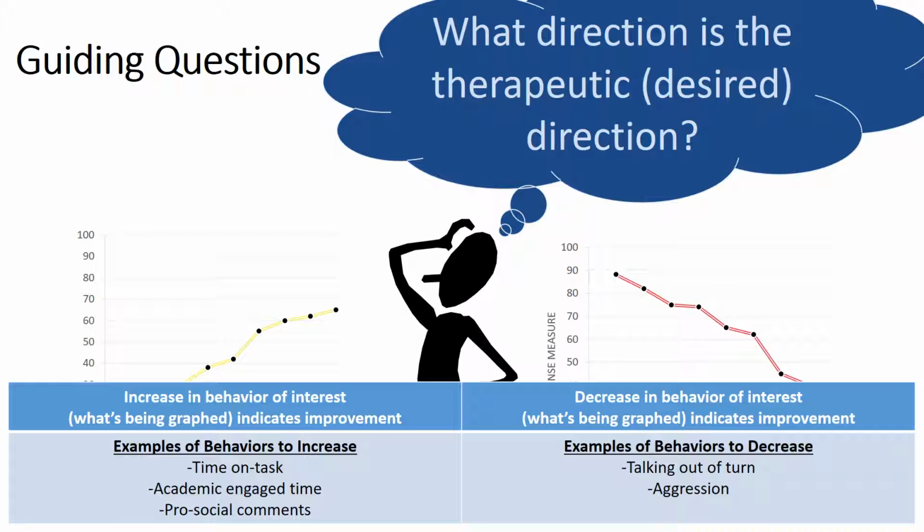Other times, you want to decrease the behavior of interest. Consider a student whose target behavior is talking out of turn, and you want to decrease the frequency or rate of talking out of turn. In this case, the desired therapeutic direction is for the student's off-task behavior to decrease.